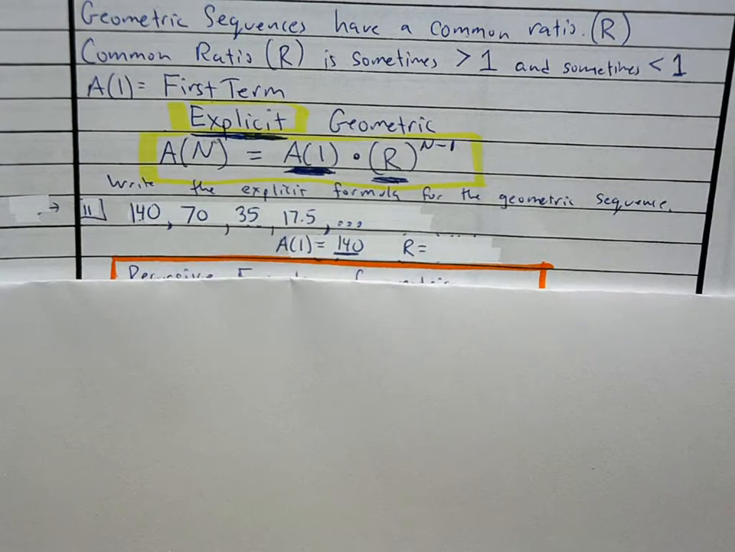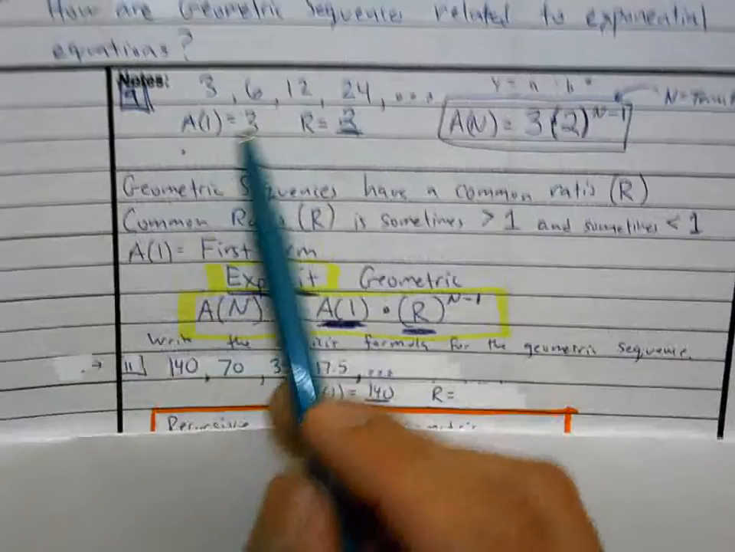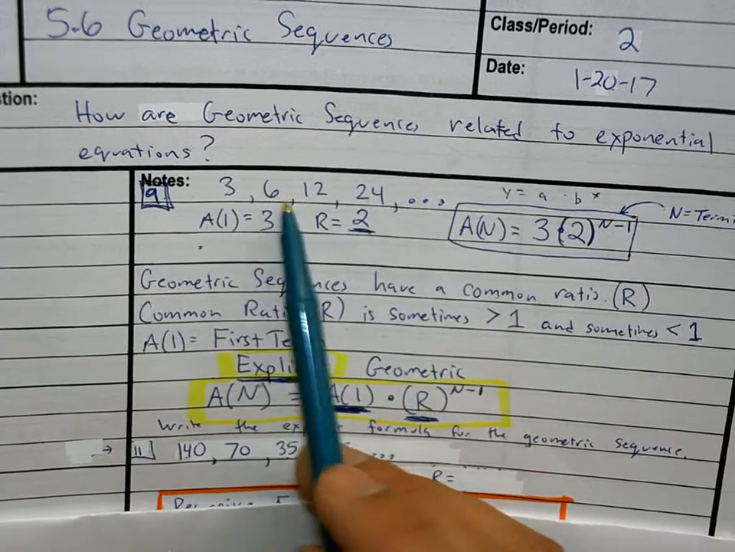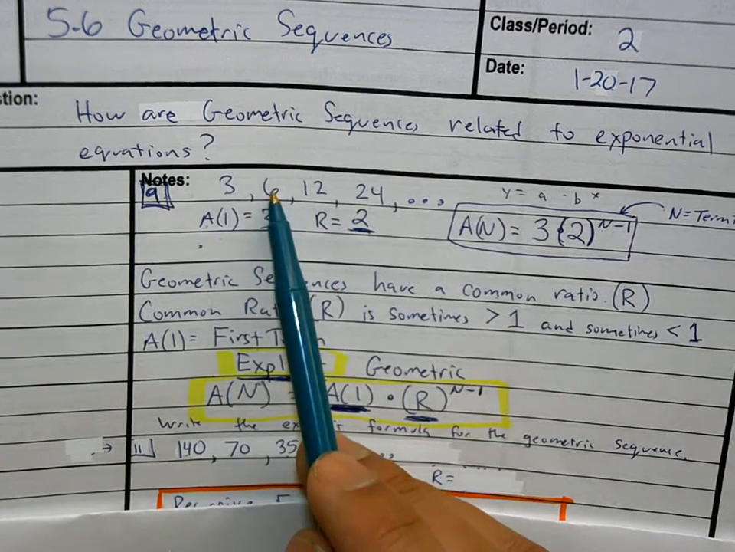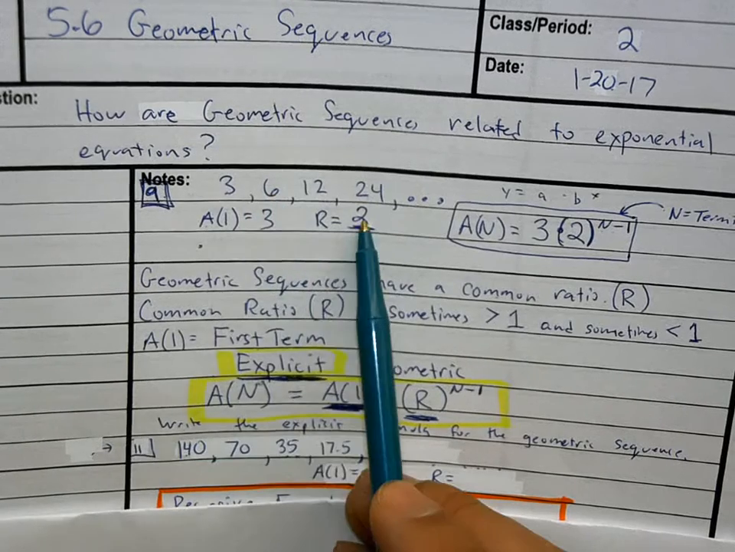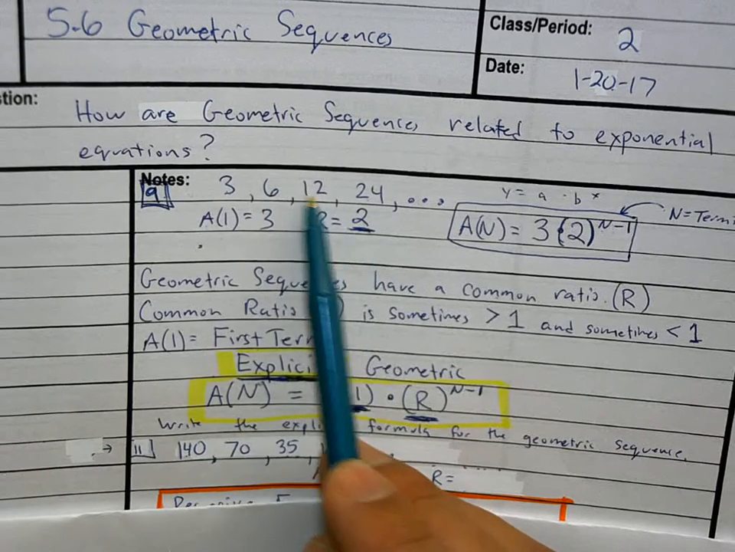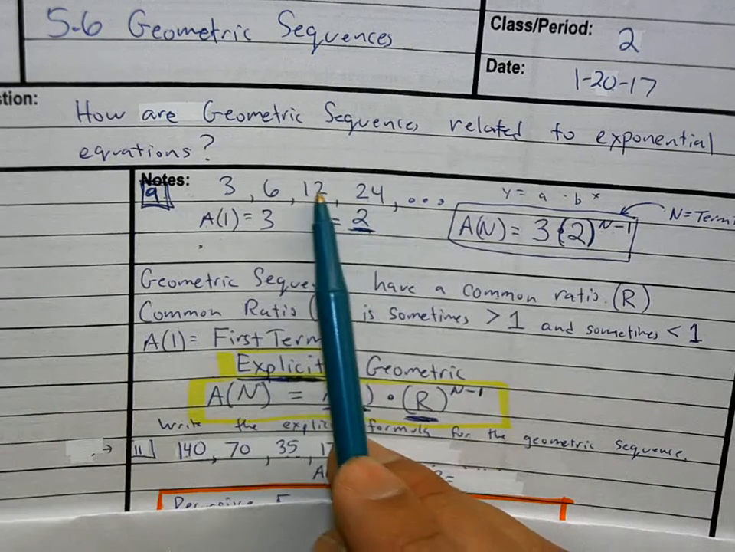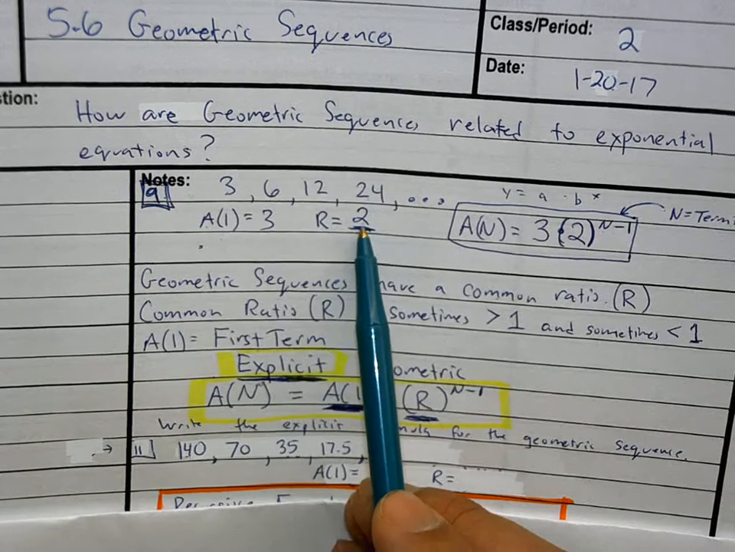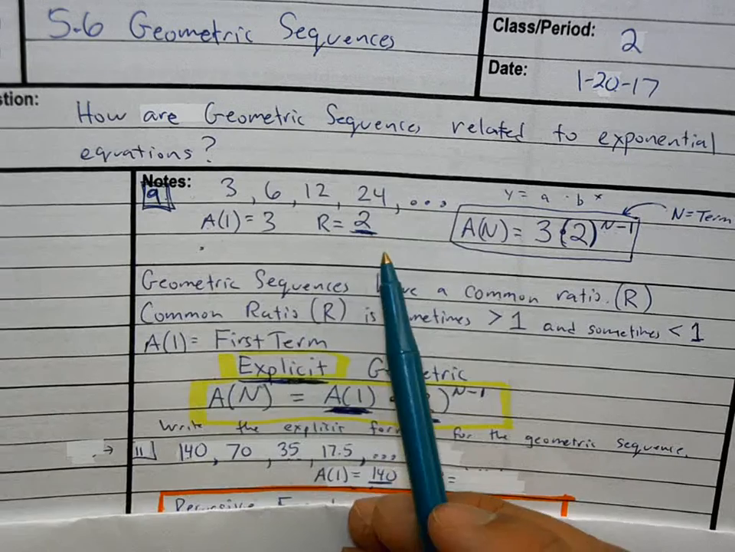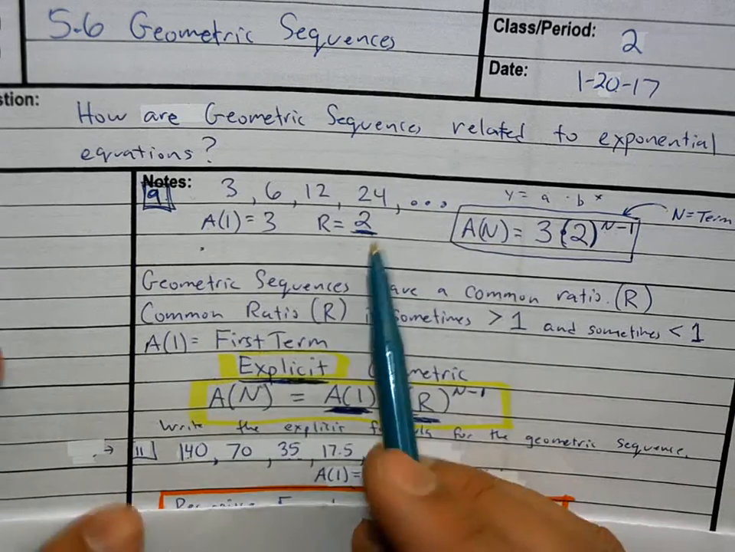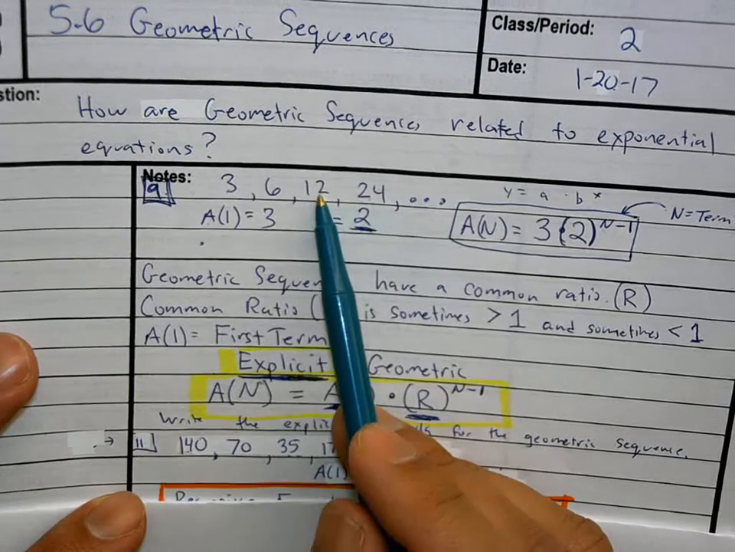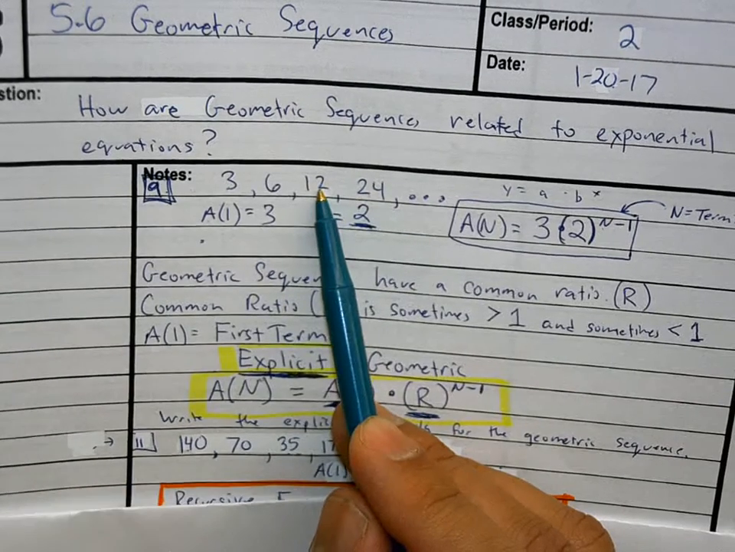Okay. If I want to figure out what R is in the previous problem, all I really had to do was take this number divided by this number, and it should equal that number. 12 divided by 6 should equal the ratio. 24 divided by 12 should be the ratio. If ever I want to find the ratio, all I really have to do is take a number on the right and divide it by the number on its left.